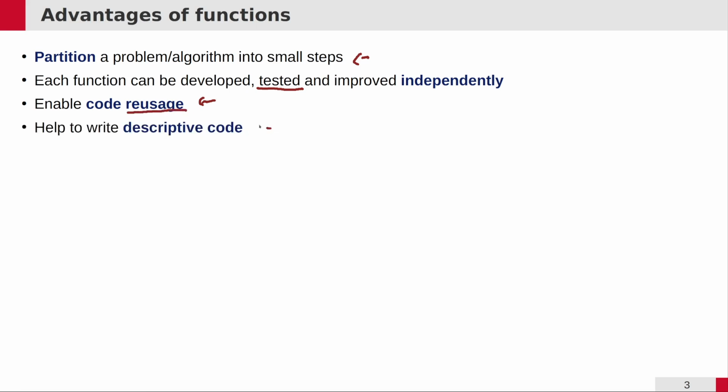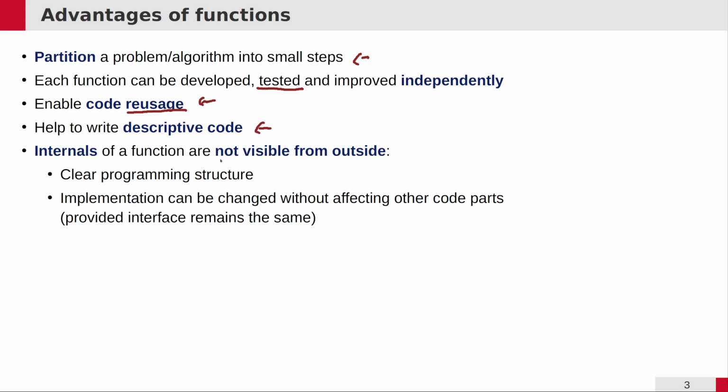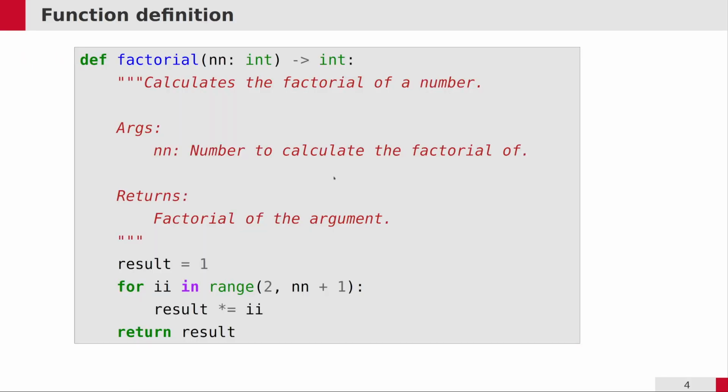And if the function names are chosen in a nice way, it makes your code even descriptive, because instead of a complicated algorithm, you just have the word factorial, and you know the factorial will be calculated here. Very important: the internals of the functions are not visible from outside, so you can hide all the implementation details and even change them without affecting all the code which is just calling your function. Okay, so let's have a look at how a function is really defined in Python.